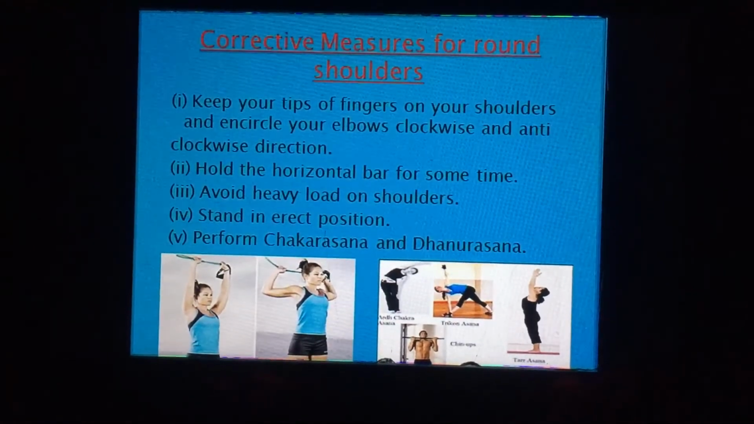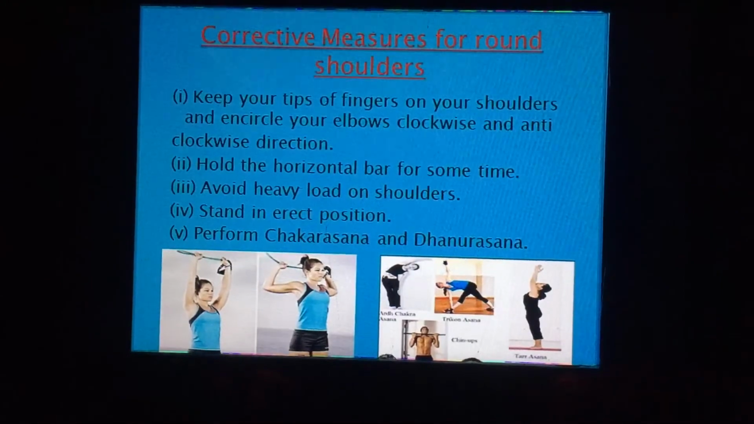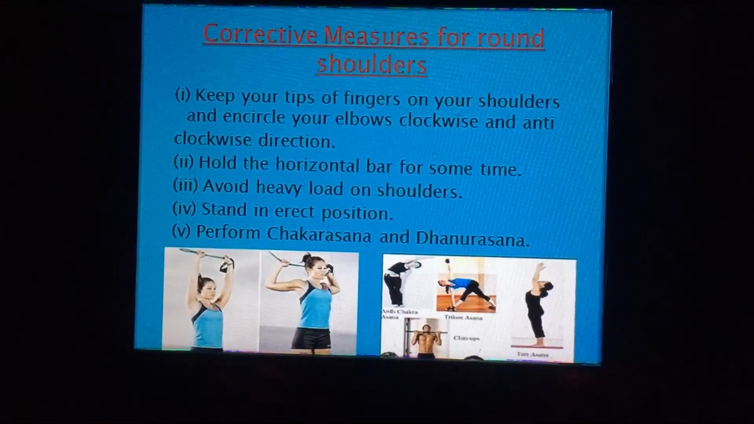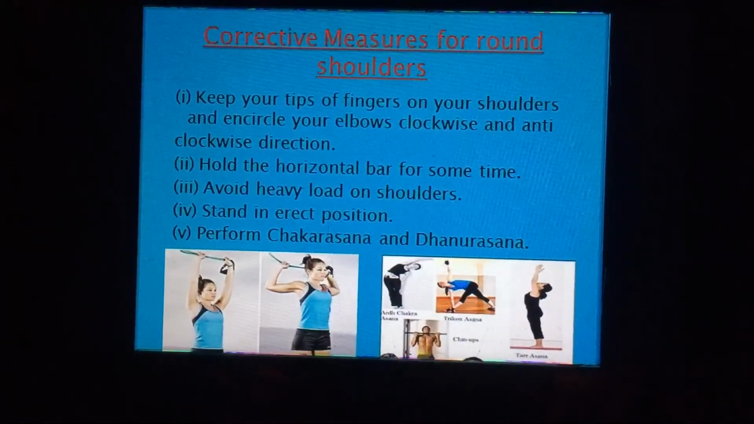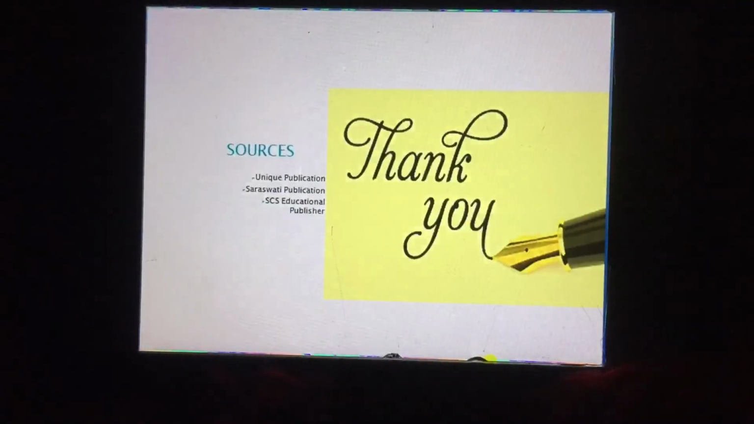Next, perform chakrasana and dhanurasana. These are the corrective asanas for round shoulders, right? Some exercises are here which are shown in the picture. Okay, thank you.